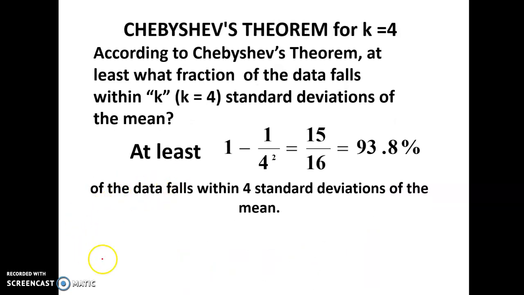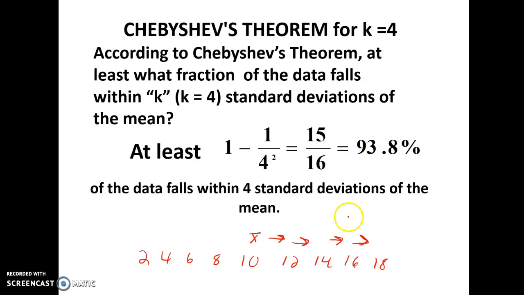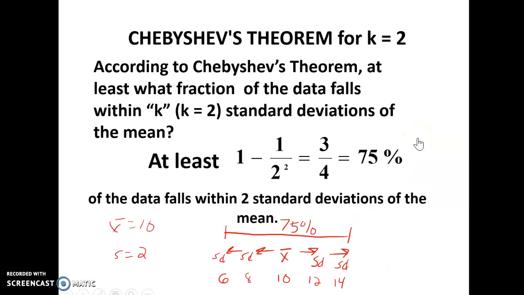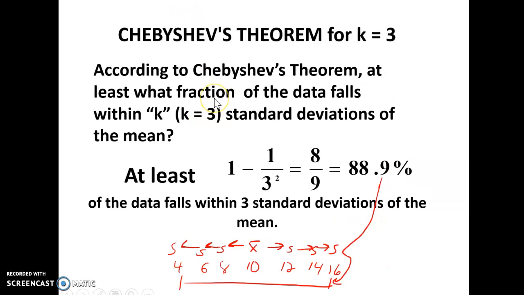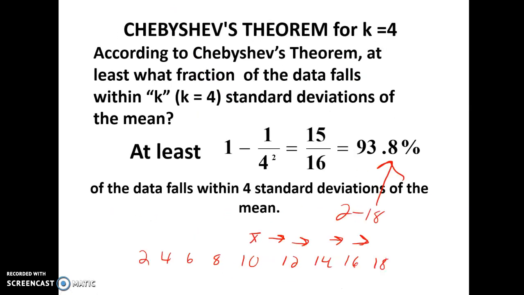And then one last thing, if we start at our mean and go up 4 times, so we start at 10, you add 2, 2, 2, and 2, and then if you subtract down 2, 2, 2, and 2, between 2 and 18, 93.8% of the data or numbers or people in the study fall between those two numbers. So really the percentages, you have to have an idea of what they are. The numbers are 75, 88.9, and 93.8. If you just know that it's 2 standard deviations, 3 standard deviations, and 4 standard deviations, you should be okay. The K number is 2, 3, and 4. You should be okay to construct or use Chebyshev's theorem.